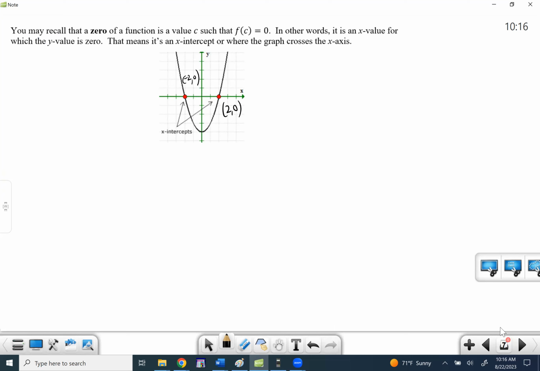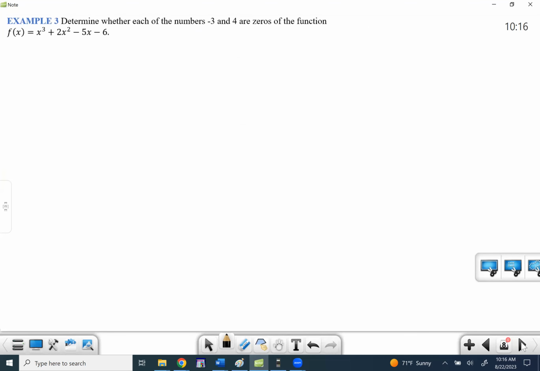So if we're on the x-axis, our y value is 0, making us an x-intercept, okay? All right, so let's go ahead and determine in example 3 whether or not these numbers are zeros. So if they are, when we plug them in, we should get 0 out. So let's go ahead and start by substituting in the 3, negative 3, just kidding.